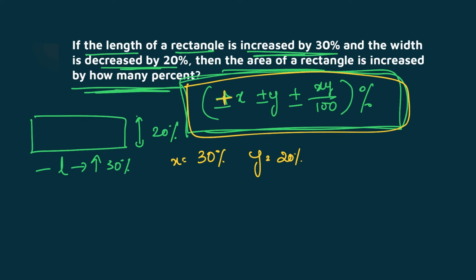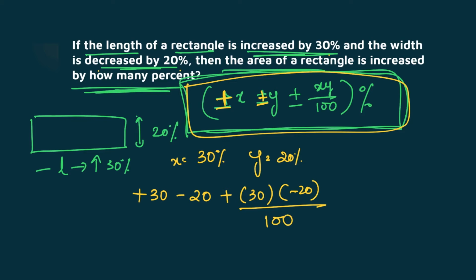So when do you take plus and when do you take minus? If the question says increased by 30%, then consider plus 30%. If it says decreased by 20%, then take minus 20%. This is how we should solve this kind of problem. So plus 30 minus 20 plus 30 into minus 20 divided by 100.